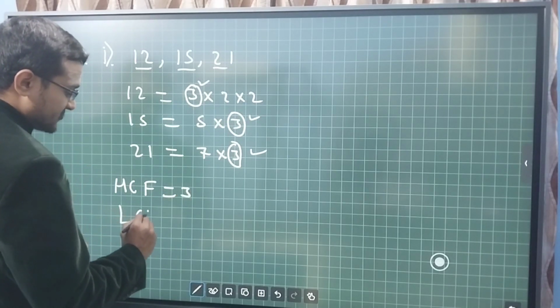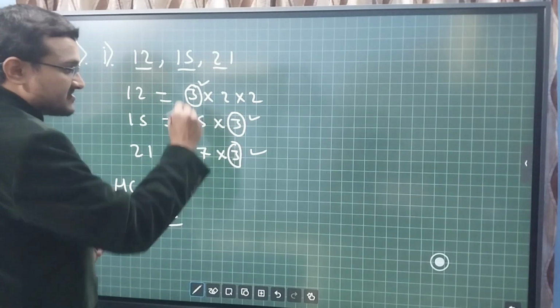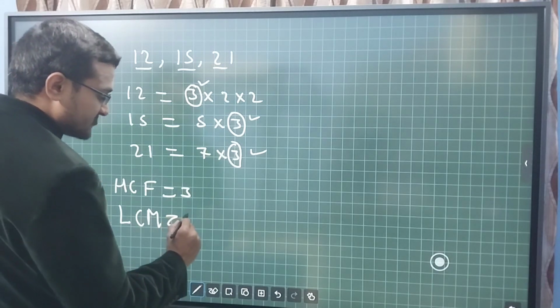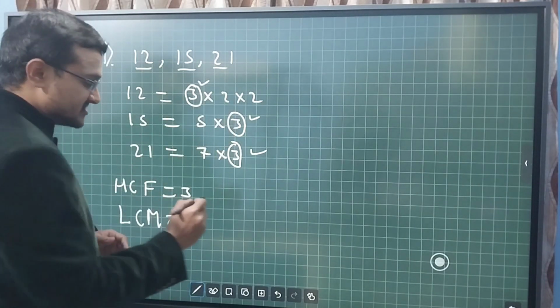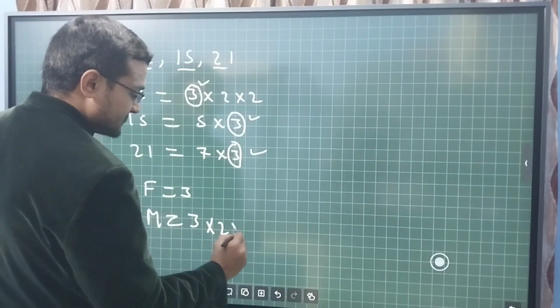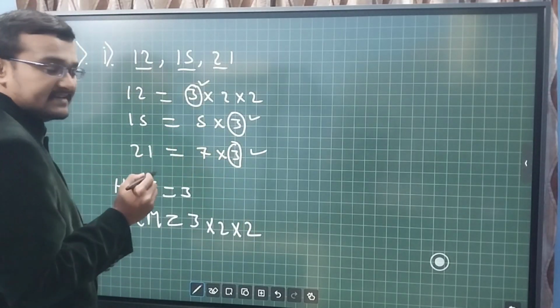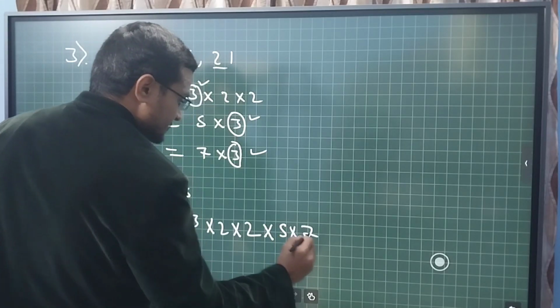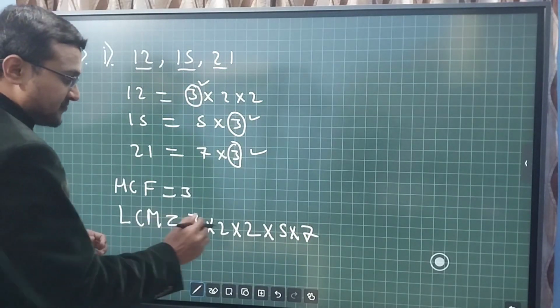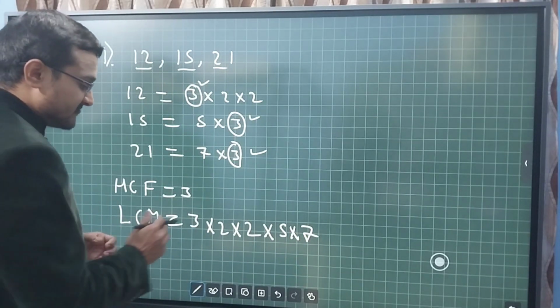So now you have to find out LCM. So here 3 is common in all these. So you have to just take 1 time 3 into 2, and 2 is there. So that also you have to take, 2 into 2, and 5 is there, 7 is there. So 5 into 7. So 7 5s are 35. 35 into 4 will give you 140.